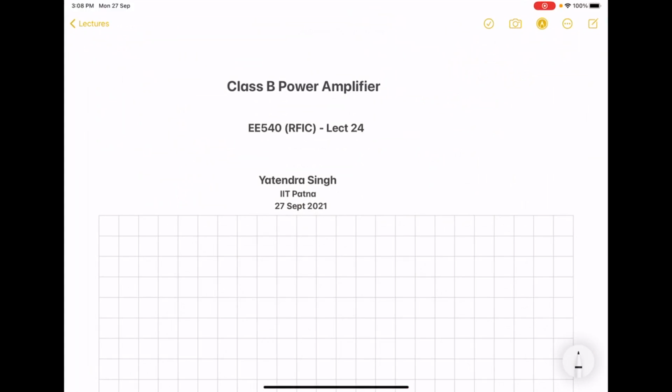So up till now, we studied class A power amplifier. In this lecture, we will study class B power amplifier. So first we will see the circuit of the class B, which is similar to class A with L and C included.